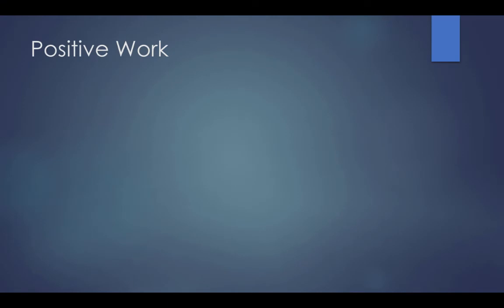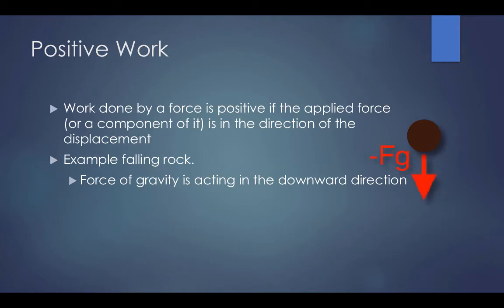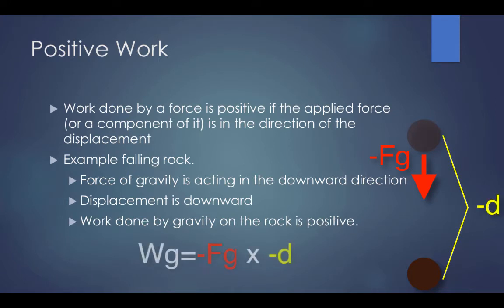Work is a scalar value, which means it does not include direction. So when you calculate work and you end up with a positive value, it means that the applied force on the object moved the object in the direction of the force, and you did work on the object. An example of this is a falling rock. The force of gravity acts to pull the rock downwards. The rock displaces downwards. A negative times a negative makes a positive. The work done by gravity on the falling object is positive.